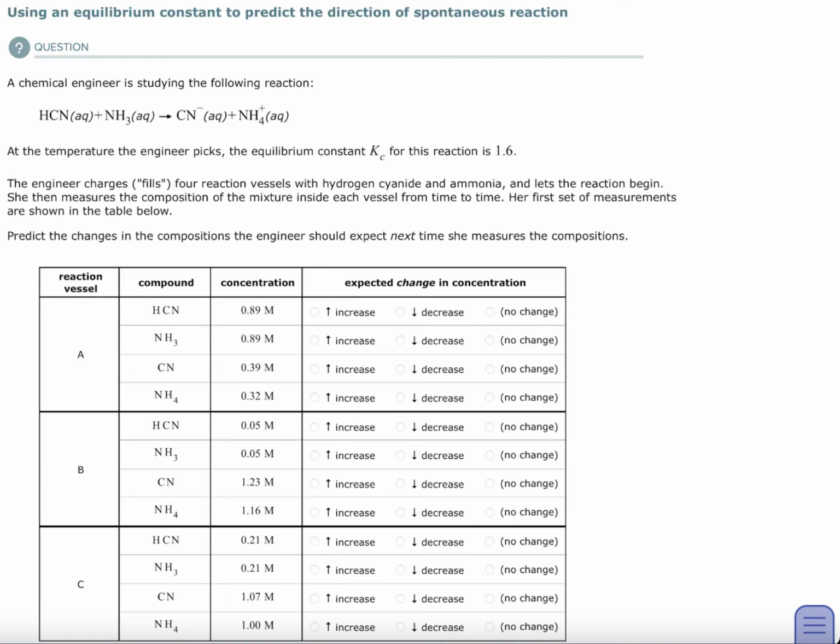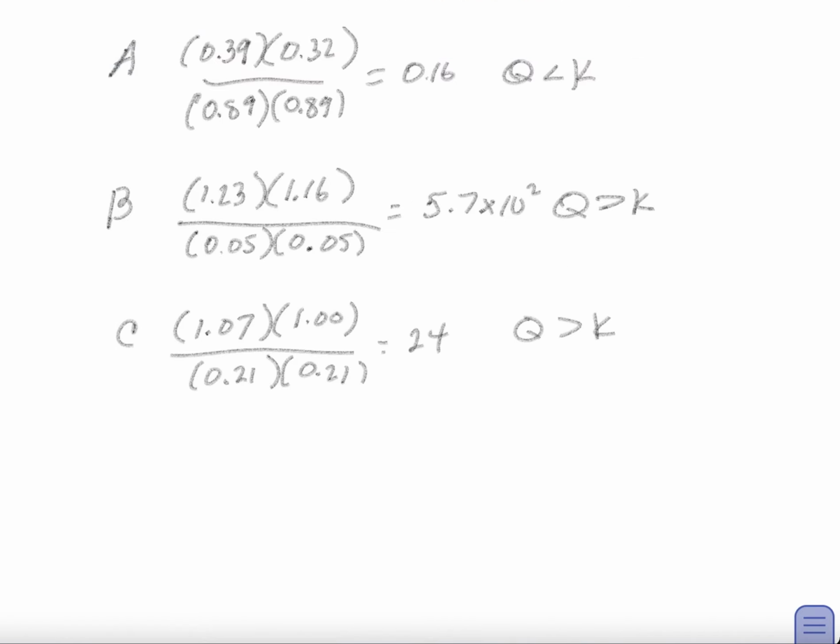Now, when I first learned Q and K, I don't know why that seems so hard to me. All Q is, is K before it gets to equilibrium. So it's the concentrations of the products divided by the concentrations of the reactants. In this case, I just put in the numbers that they gave me for A, the two products divided by the two reactants for B and for C, got a number, and then that number is either bigger than K, equal to K, or less than K, right?